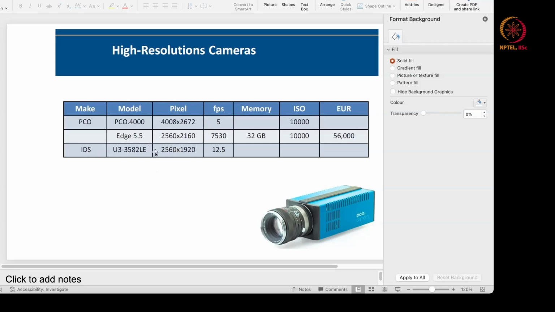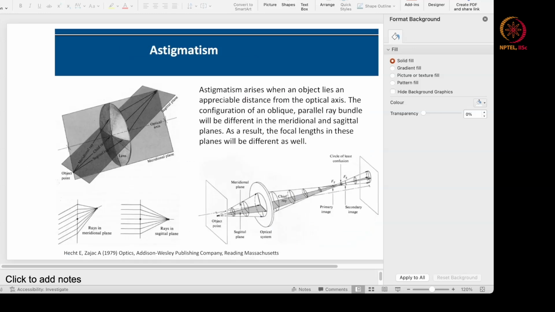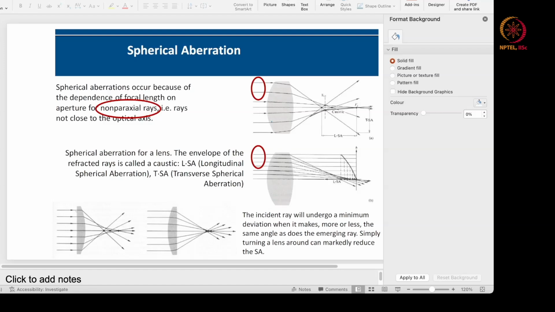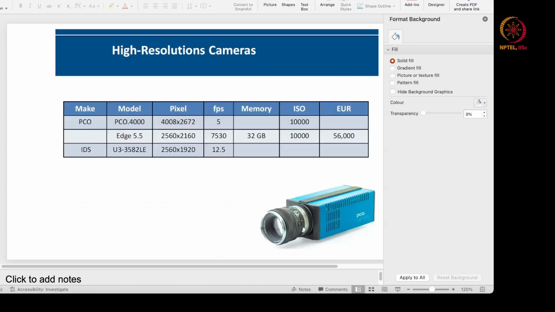IDS, for example, has 2.5 megapixels. FPS is 12.5. Then Edge 5, this is a good one. It has 2.5 megapixel resolution, and the FPS is about 7500 with an on-chip memory of about 32 GB. This can change quite a bit, and they're all very costly. This is 56,000 euros. So you can see all these cameras are very expensive, but they are capable of very high framing rates, and they incorporate most of these optics and correct for spherical and chromatic aberrations and all those things. The lenses also come with the camera as per your requirement.